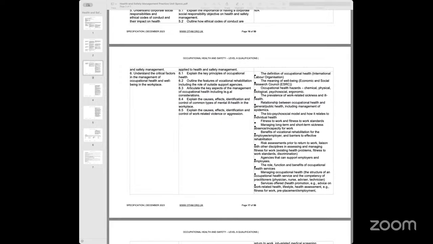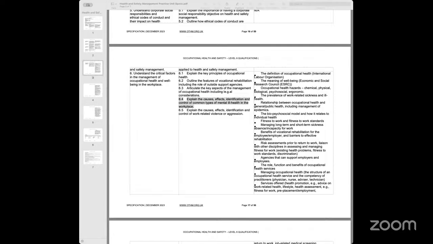And this is a case study that we will look at when we understand key aspects of occupational health and safety within air traffic control or management, where the main aspect is to look at efficiency and performance. Then the next assessment criteria talks about explaining the causes, effects, and the common types of mental health illnesses which can happen in a workplace.